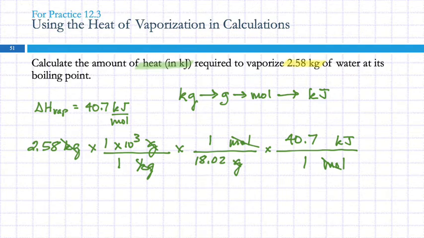And I can grab a calculator. So now we do a little math. 2.58 times 1 EE3 divided by 18.02 times 40.7. So my calculator is showing me 5, 8, 2, 7, just all those numbers.